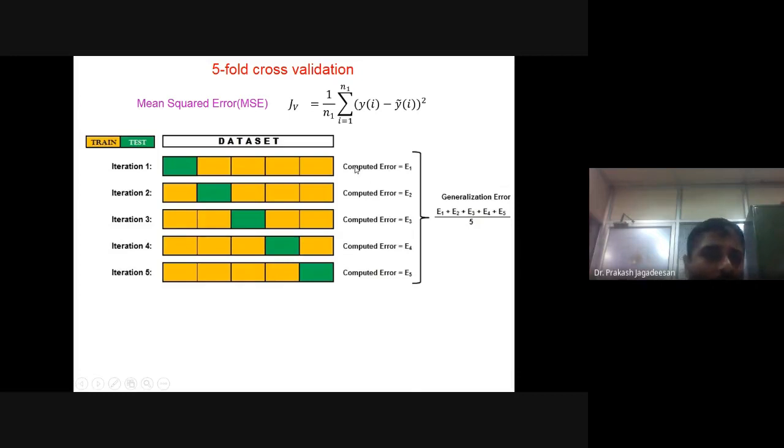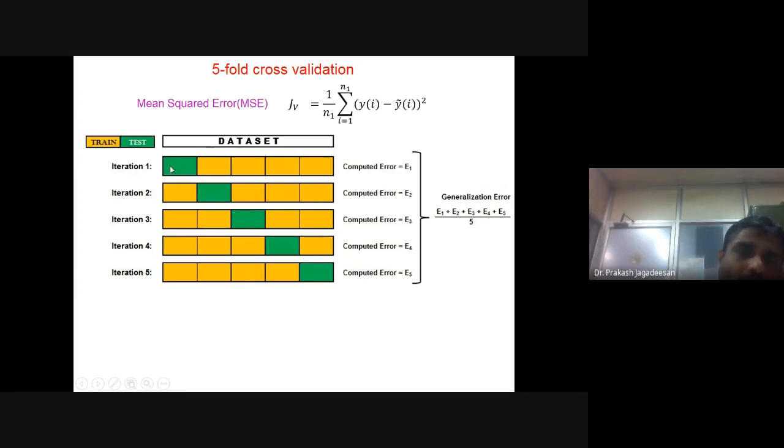Like we are going to compute the mean square error. So the entire data set, earlier I said we have to split into training and testing. Instead, here what we are going to do is split the data set into five folds. The whole data set I'm going to split into five folds: first fold, second fold, third, fourth, and fifth fold.